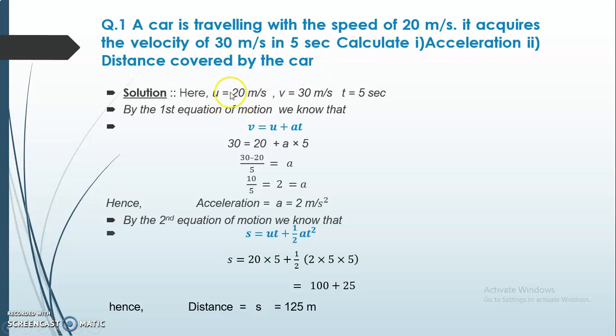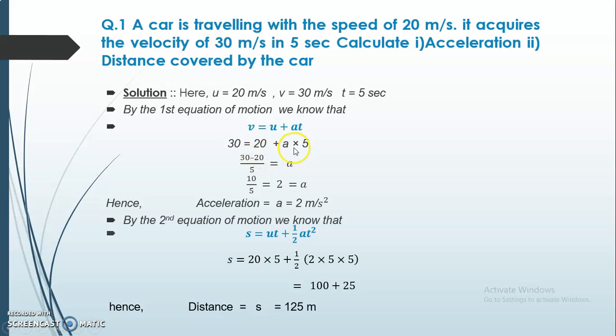So initial velocity u is 20 meters per second, final velocity v is 30 meters per second, and the time is 5 seconds. Using the first equation of motion, we know that v is equal to u plus at. Okay, so v is given as 30, u is given as 20 meters per second. You have to find the acceleration and time is 5 seconds. Okay, so this 20 will go there. We have to find this a. This 20 will go there, it will change the sign, it will become negative.